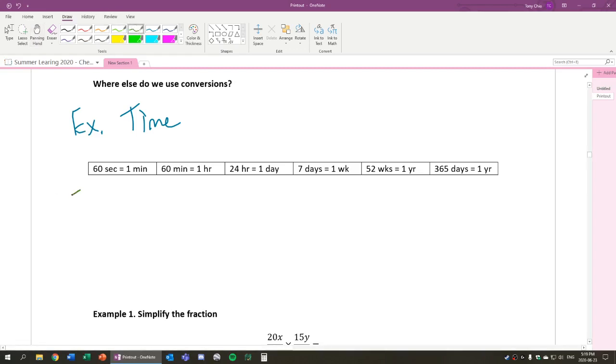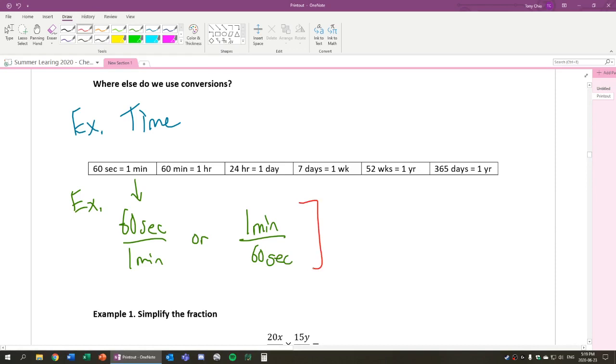Each one of these are equal, and because they're equal, we could put them in a fraction. For example, if we look at the first one right here, we could write this as 60 seconds over 1 minute. Or I could write it as 1 minute over 60 seconds, because they're equal. And again, this is a conversion factor. It will allow us to convert between minutes and seconds.